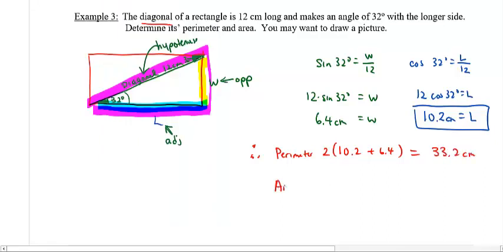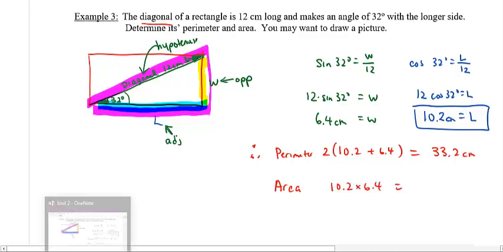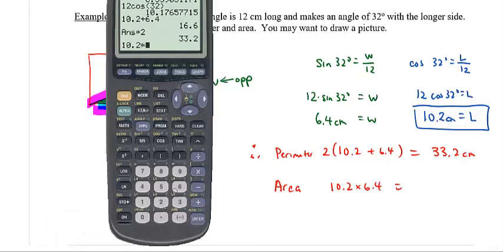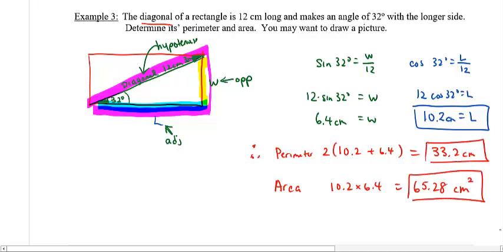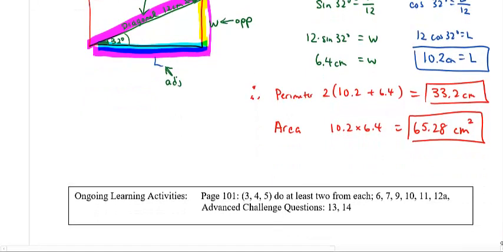And then, of course, for the area of a rectangle, we have length times width. Oops, 10.2 times 6.4, 65.28. And don't forget our units, centimeters squared. Ta-da! There you go. Try these learning activities below.